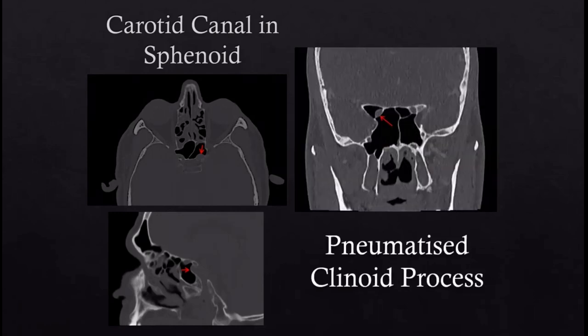In this example, there is pneumatisation of the anterior clinoid, which has completely encircled the optic canal. And you can imagine that this optic nerve is now very vulnerable during surgery to potential avulsion.